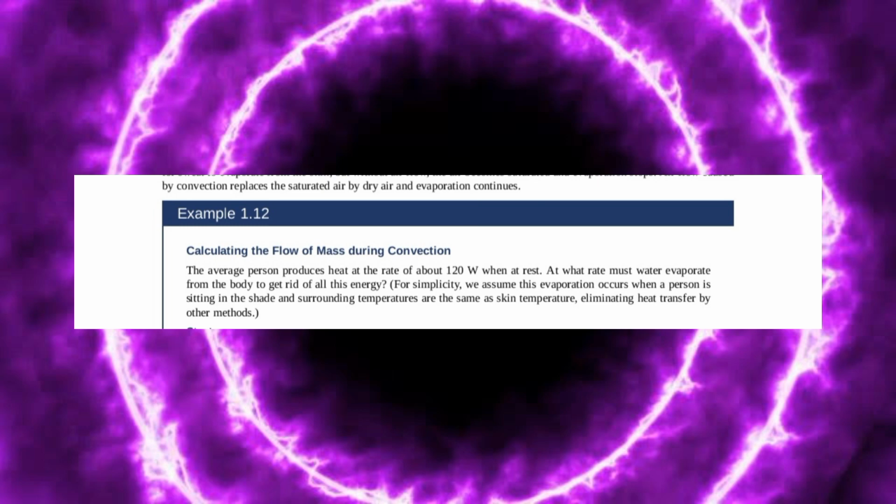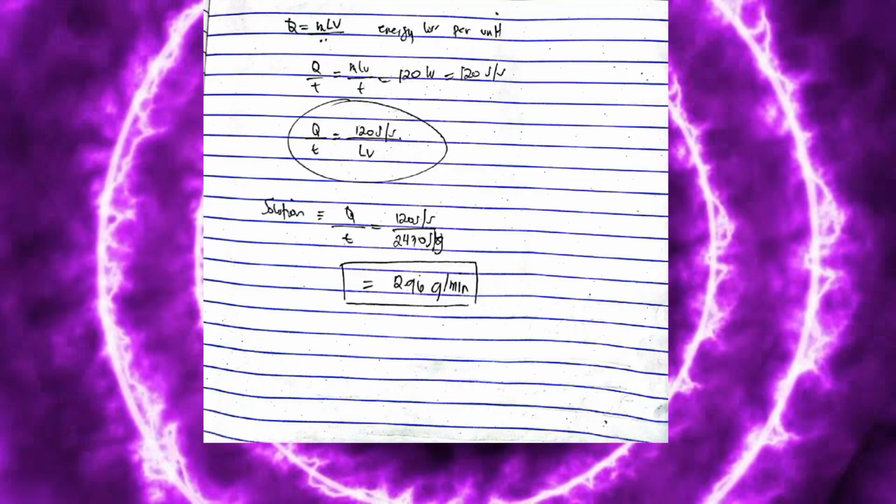Problem set number 3, example 1.12. Calculating the flow of the mass during convection. The average person produces heat at a rate of about 120 watts when at rest. At what rate must water evaporate from the body to get rid of this energy? For simplicity, we assume that evaporation occurs when a person is sitting in the shade and the surrounding temperature is the same as skin temperature, eliminating heat transfer by other methods.